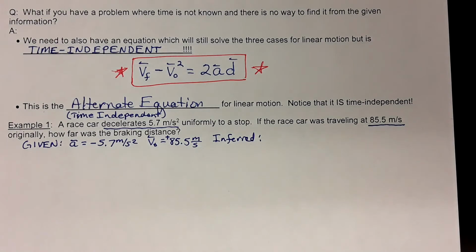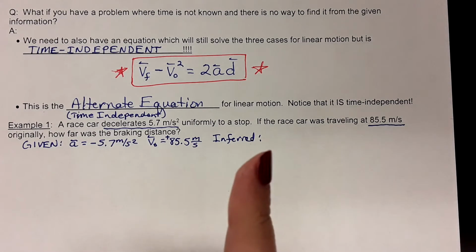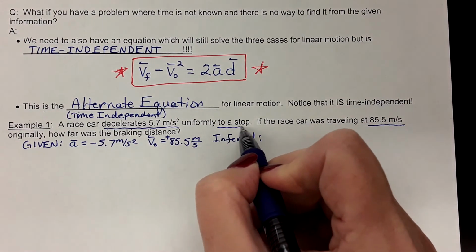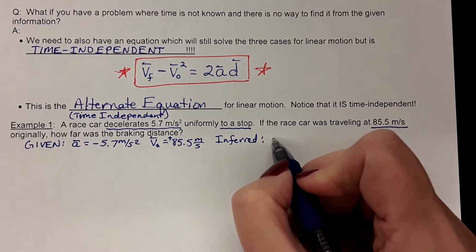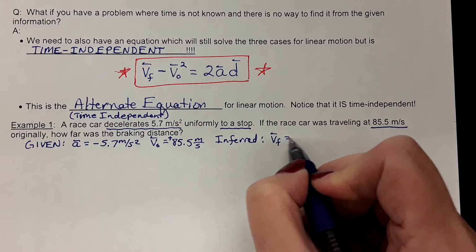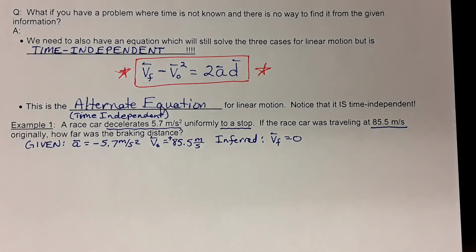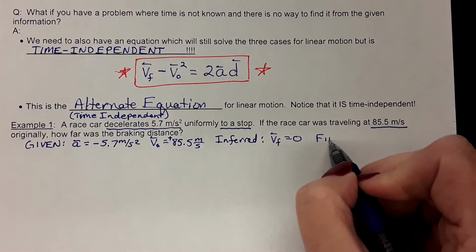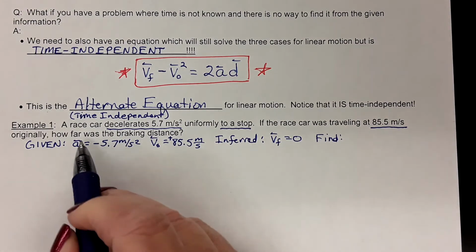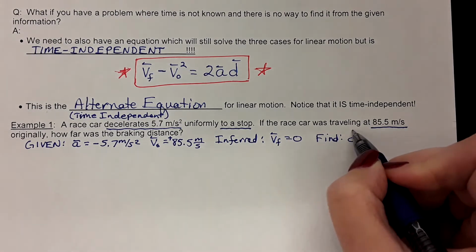And as far as I can see, there's only one thing that's inferred, and this is it right here. The car eventually stops, which means the final velocity is a big fat 0. Okay? I can't tell anything else from that. All right, so what are we trying to find? We want to find the braking distance.